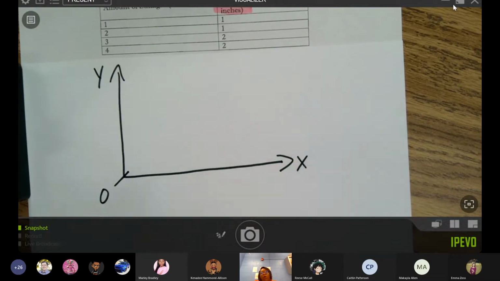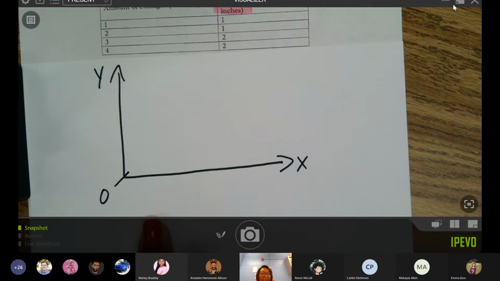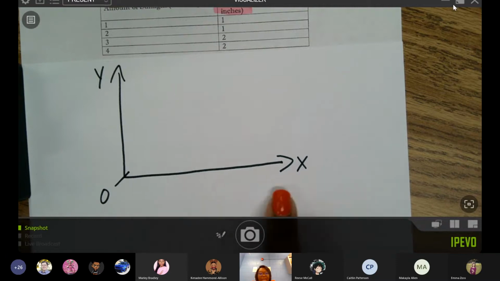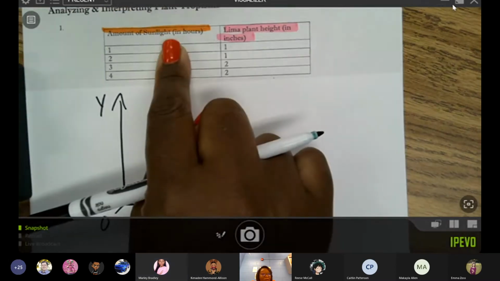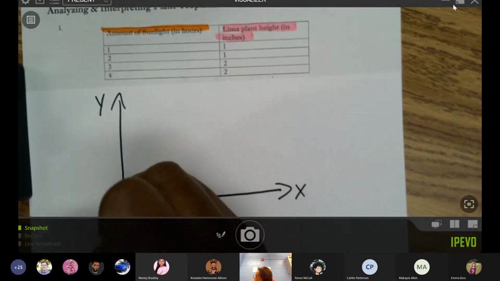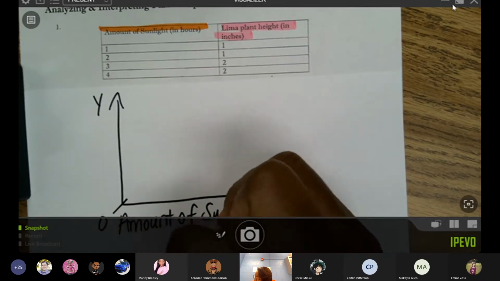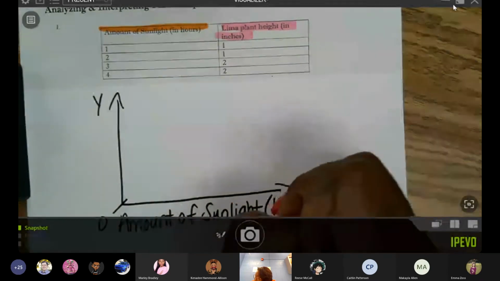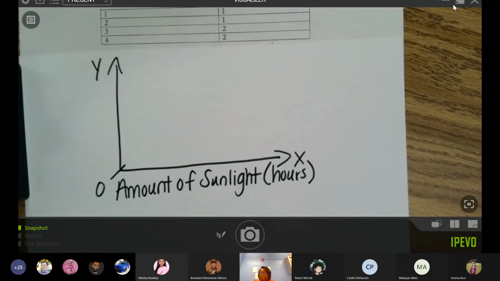Now we have to figure out what we will name this axis. Remember, look back at your notes, what variable goes on the x-axis? Independent variable. The independent variable. So the amount of sunlight we highlighted as our independent variable. So at the bottom here, we're going to write amount of sunlight in hours. Can you write that, please? I'll move that up so you can see it a bit.